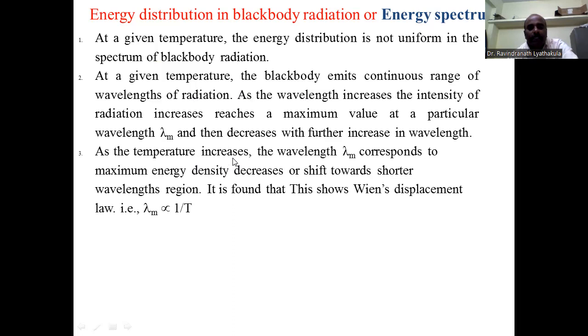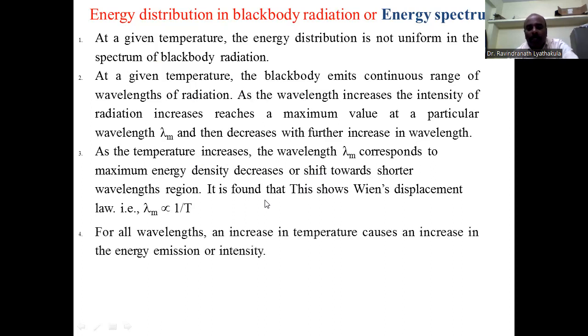Next, the wavelength lambda m corresponding to maximum energy density decreases, shifting towards shorter wavelengths as temperature increases. This is called Wien's displacement law: lambda m is proportional to 1 by T, also written as lambda m into T equals a constant. And for all wavelengths, an increase in temperature causes an increase in the energy emission.